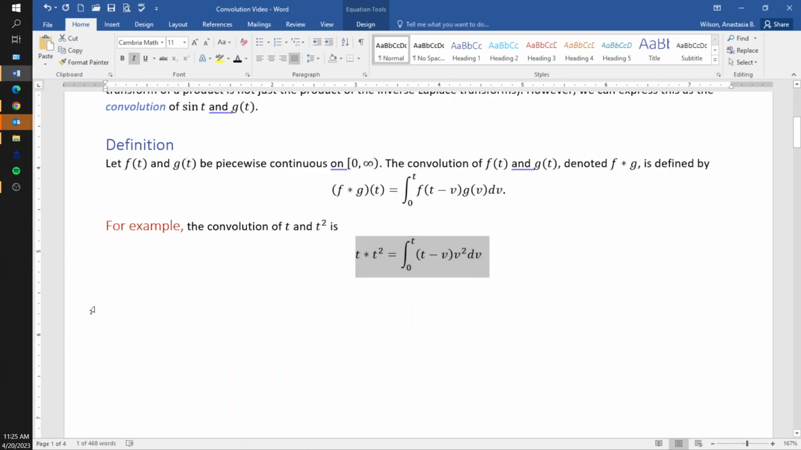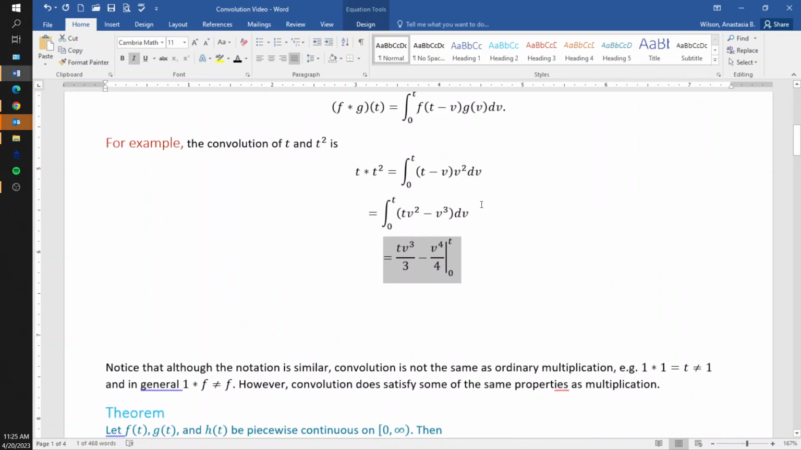Well, we can integrate this pretty easily. The easiest way to do it is to distribute our v squared. So we have t v squared minus v cubed dv. And then we just have a polynomial to integrate. Notice we are integrating with respect to v. So this becomes t times v cubed over 3, and we multiply by t since that's held constant. This becomes v to the 4th over 4. And then we need to evaluate at our endpoints 0 and t.